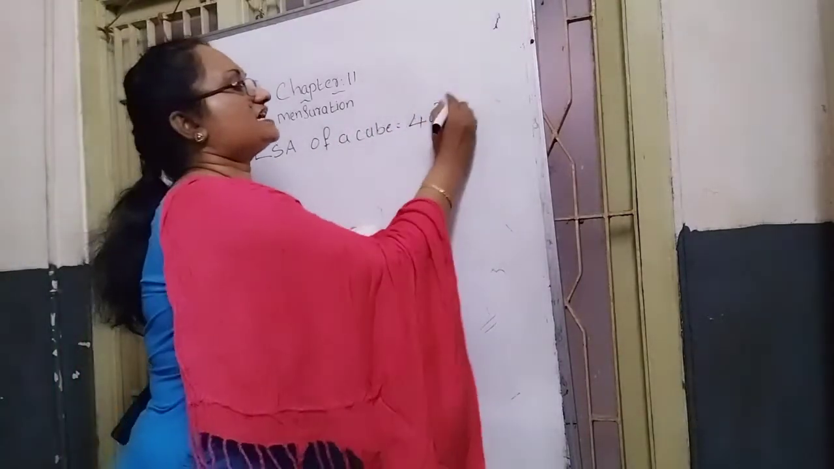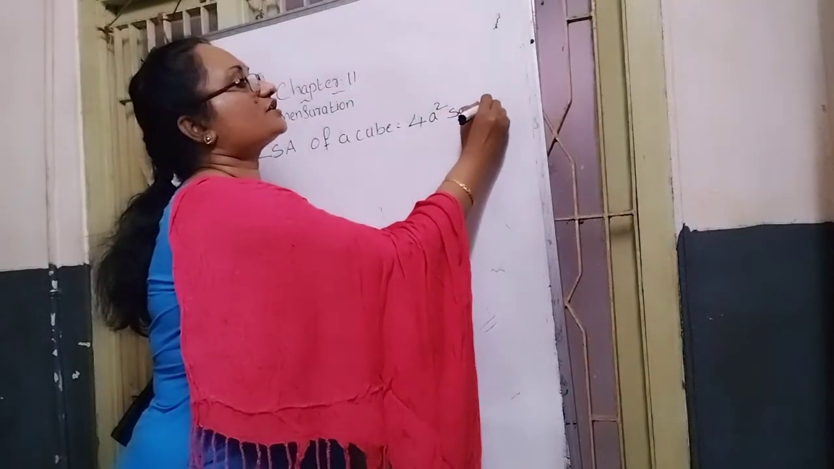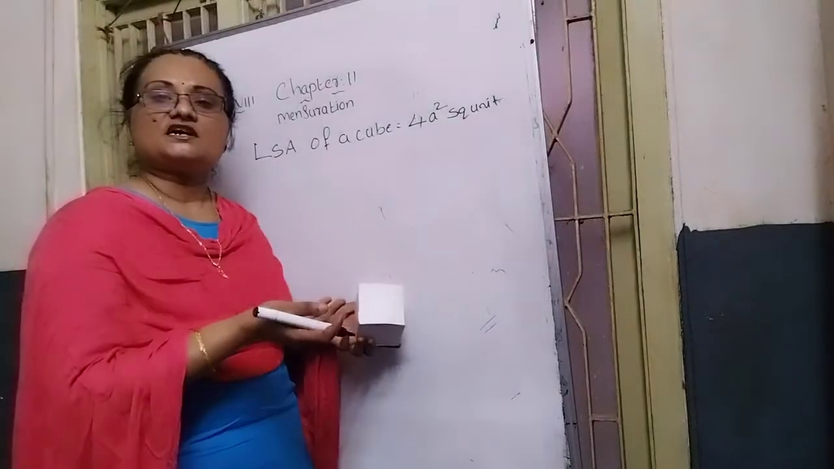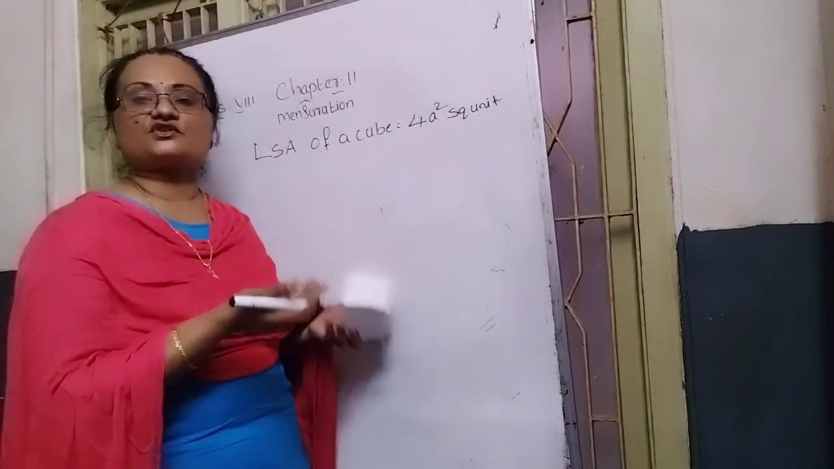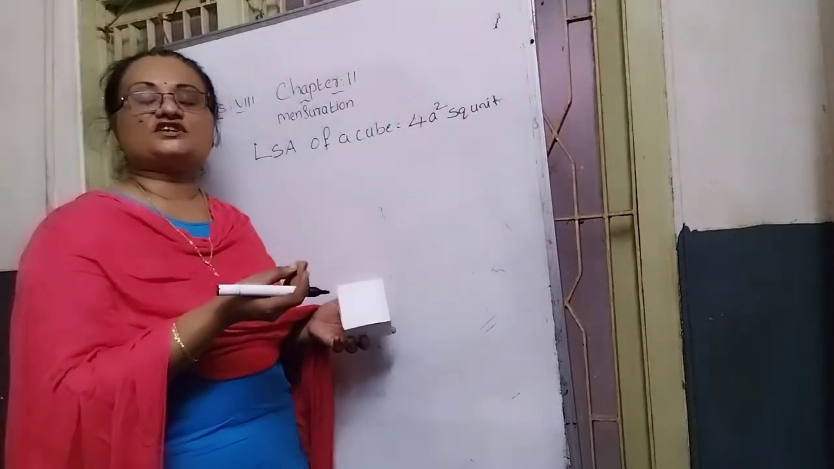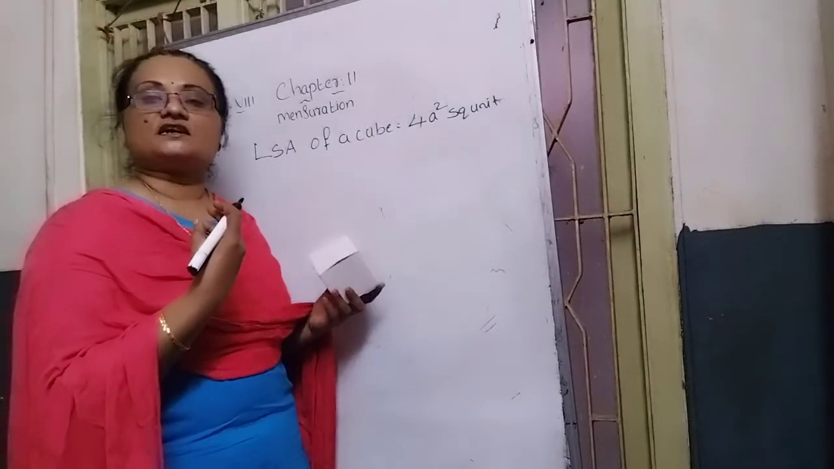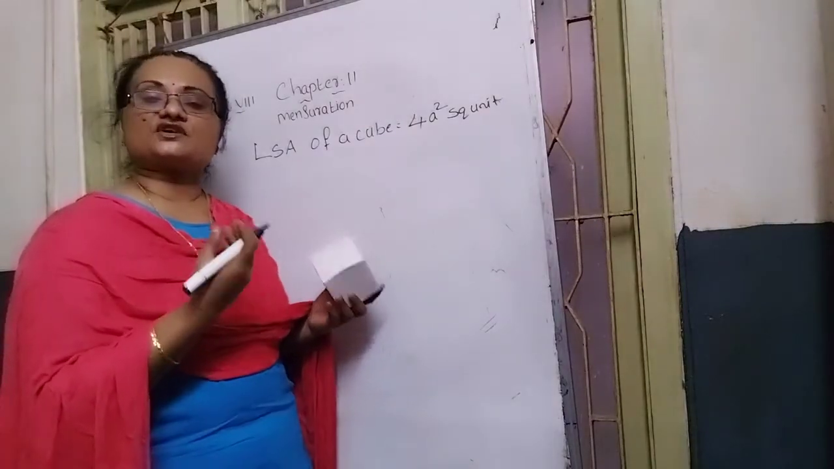It is denoted in square units. If the side is given in meters, write the final answer in square meters. If the side value is given in centimeters, mark the answer as square centimeters.